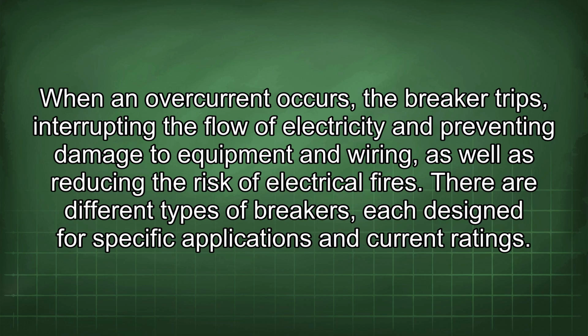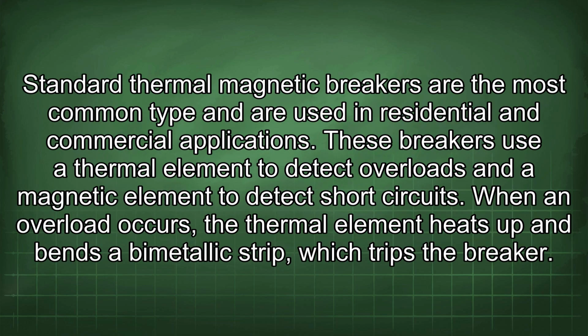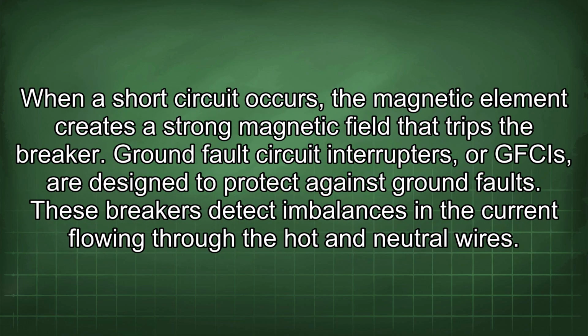There are different types of breakers, each designed for specific applications and current ratings. Standard thermal-magnetic breakers are the most common type and are used in residential and commercial applications. These breakers use a thermal element to detect overloads and a magnetic element to detect short circuits. When an overload occurs, the thermal element heats up and bends a bimetallic strip, which trips the breaker. When a short circuit occurs, the magnetic element creates a strong magnetic field that trips the breaker.